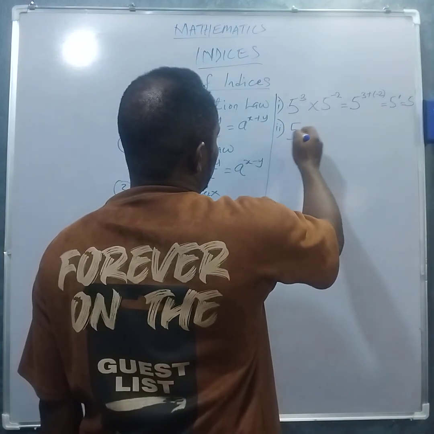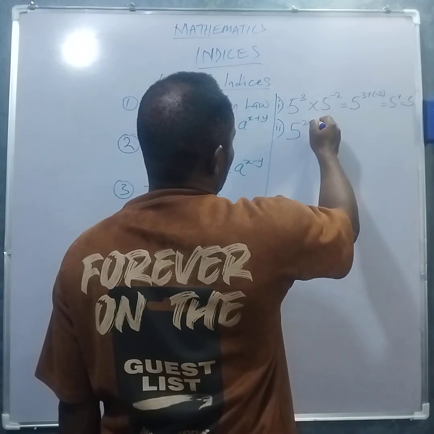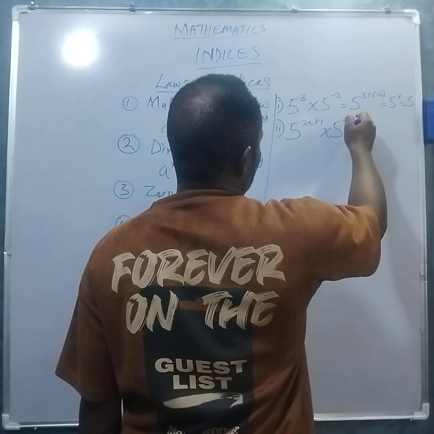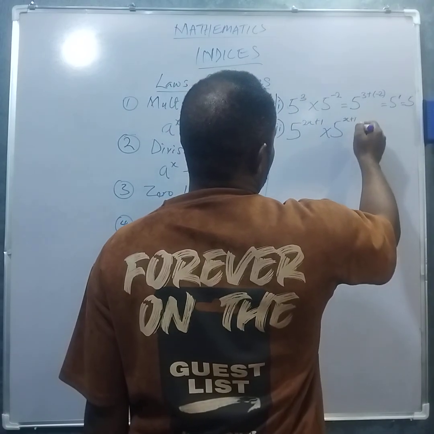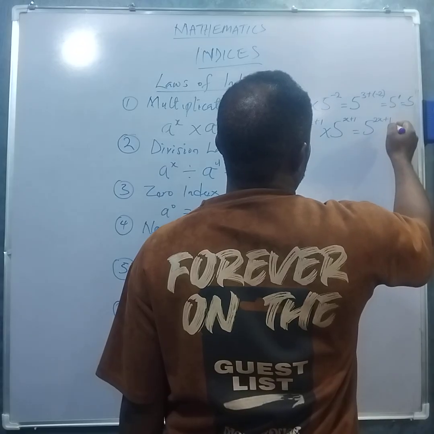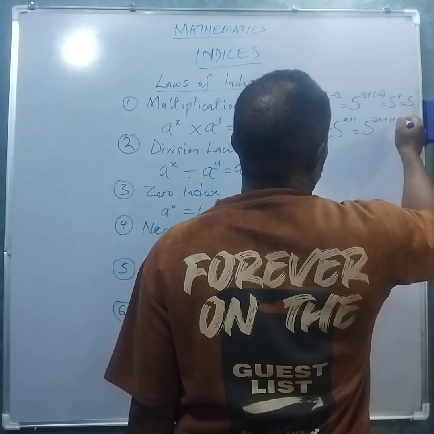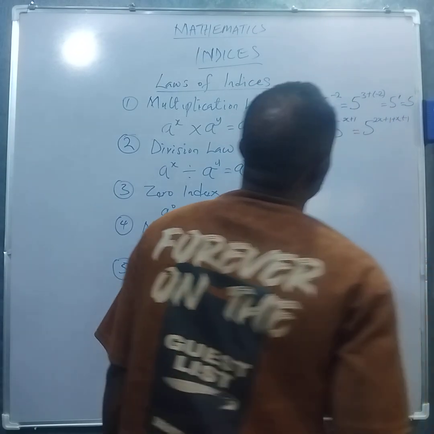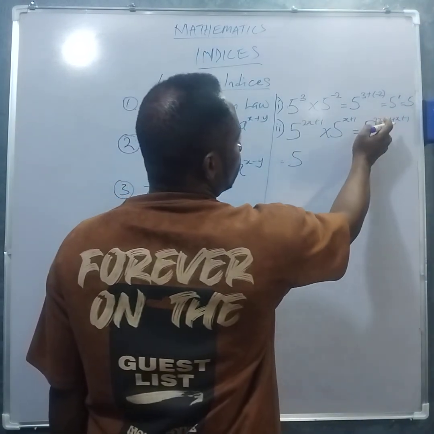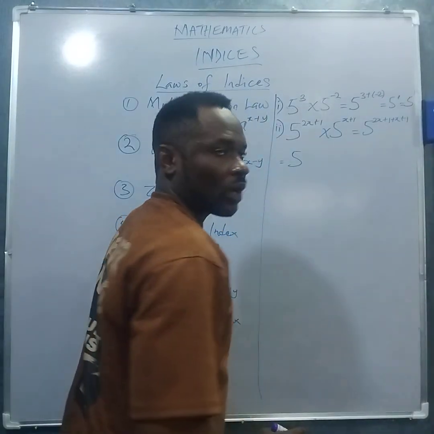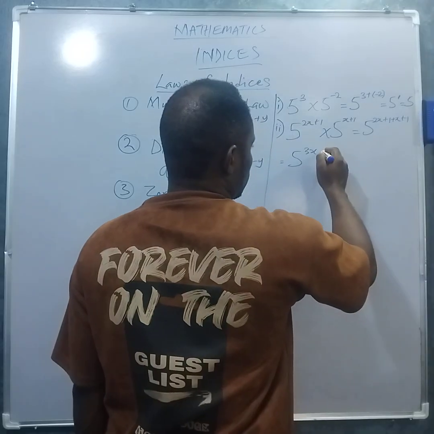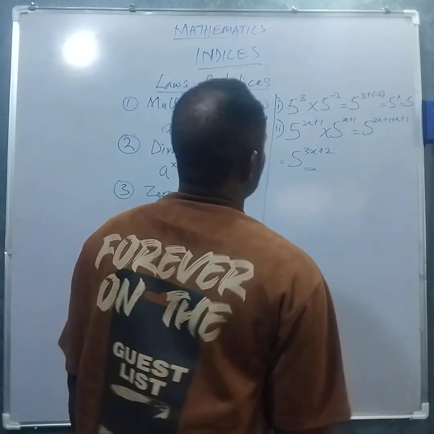Let's look at 5 raised to power 2x plus 1 times 5 raised to power x plus 1, which is equal to 5 raised to power 2x plus 1, then plus x plus 1. This is equal to 2x plus 1x, that's 3x, then 1 plus 1, that's 2, plus 2. This is your answer.